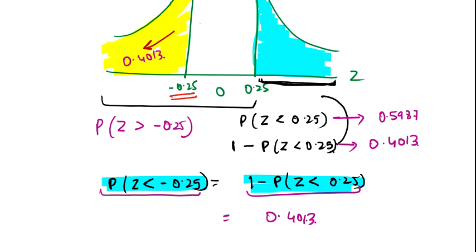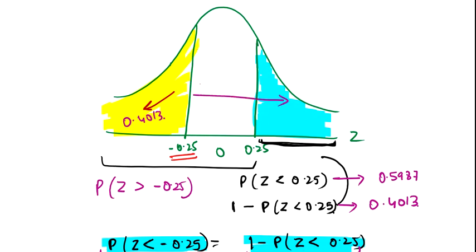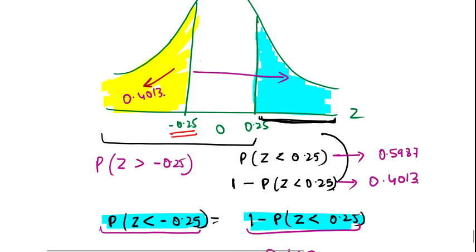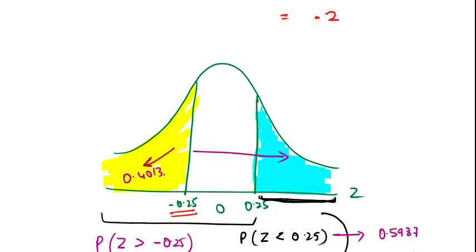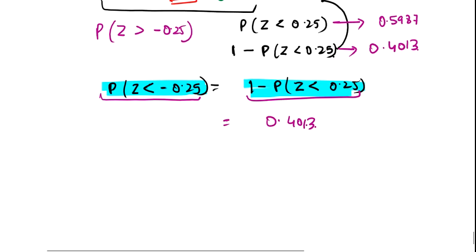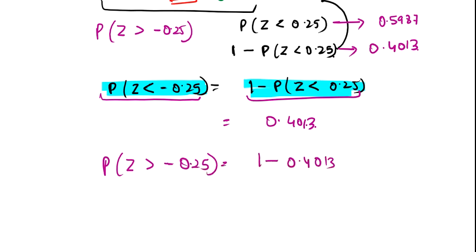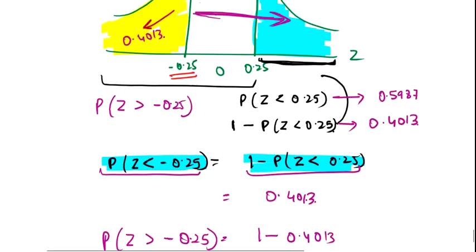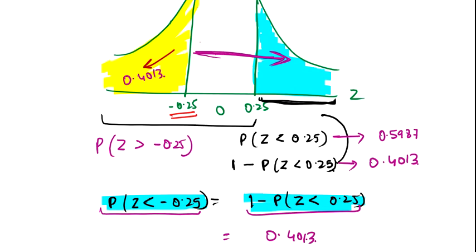Clear? Now what is the probability which I want? I want the probability towards the right of this line. Clear? So can you say the whole graph is 1, and from that graph if you remove this yellow portion, you will get the whole area towards the right. So the probability of Z greater than minus 0.25 is equal to 1 minus 0.4013, which is equal to 0.5987.